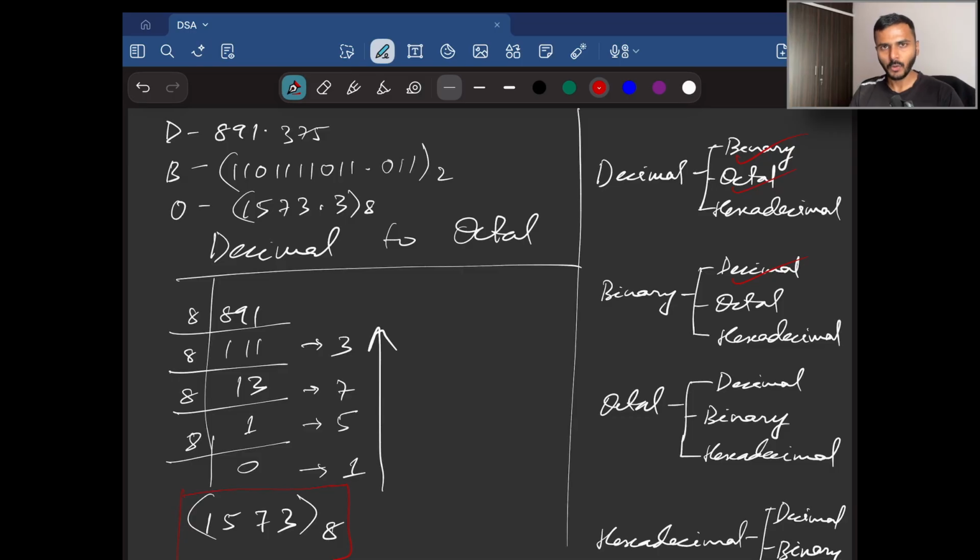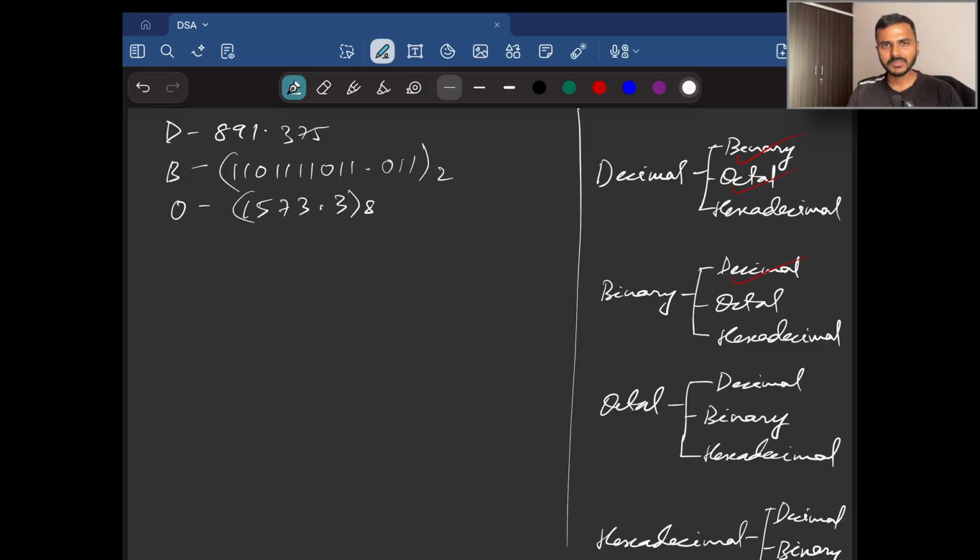Next, let's convert octal to decimal. For conversion of octal to decimal, the process will be similar to binary to decimal. So we will first of all write the number. Then we will have to find the positional value of each digit and then add them up.